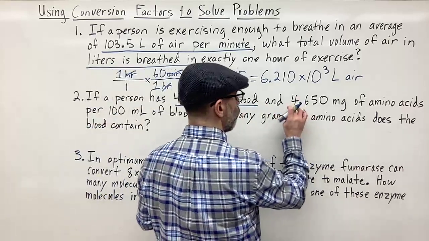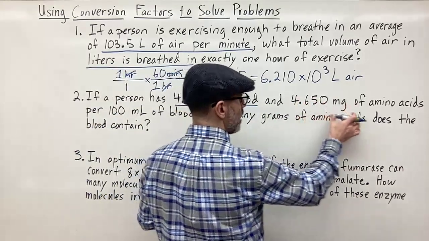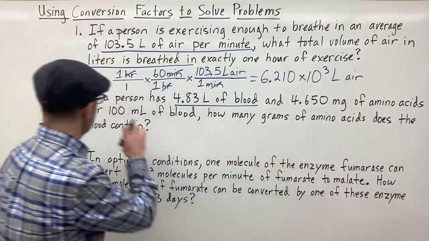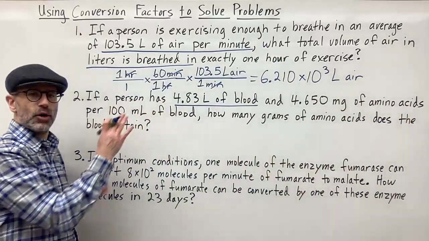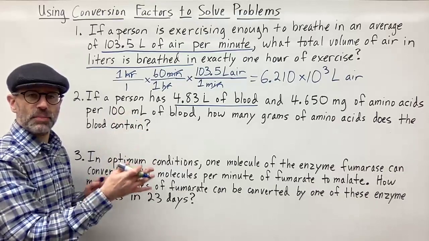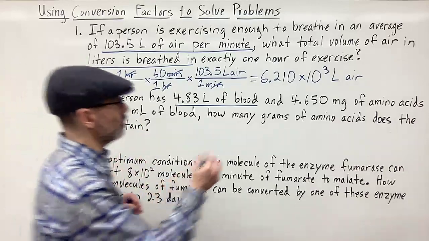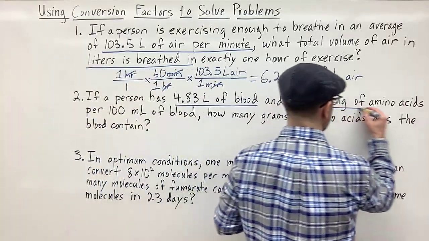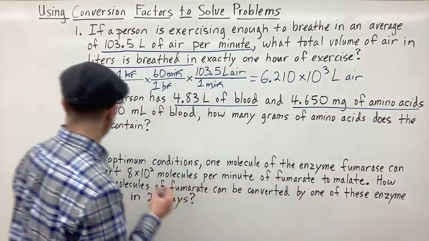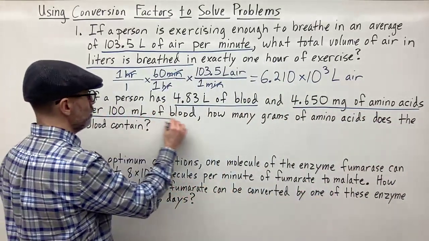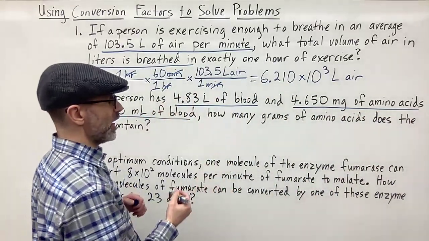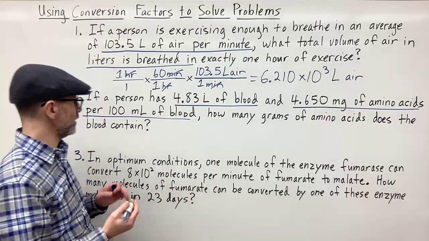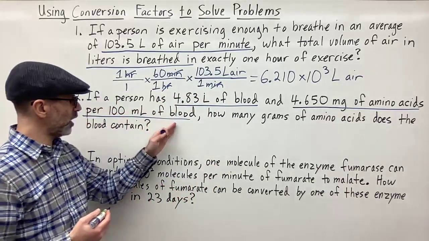Here we have 4.650 milligrams of amino acids per 100 milliliters of blood. They're related to each other. Something per something is a relationship, so that is going to be a conversion factor that we could possibly use: 4.650 milligrams of amino acids per 100 milliliters of blood.